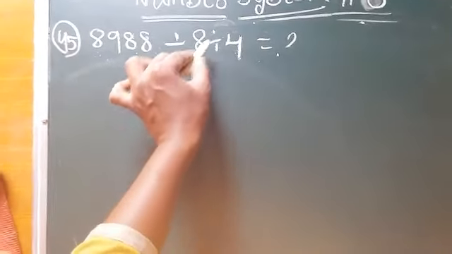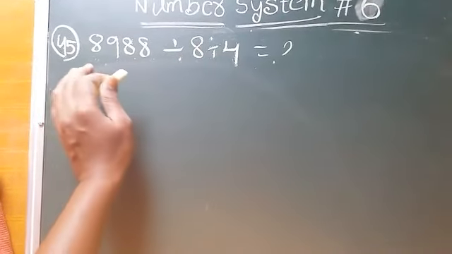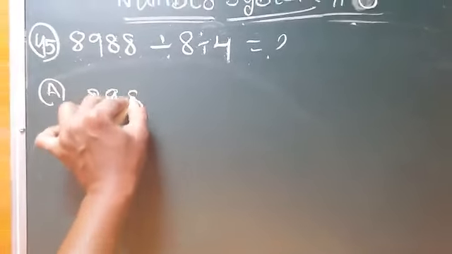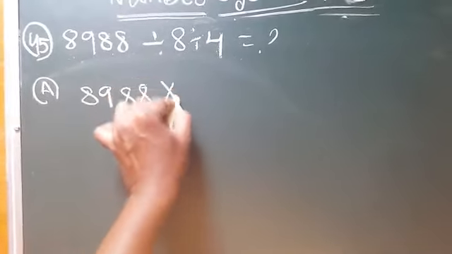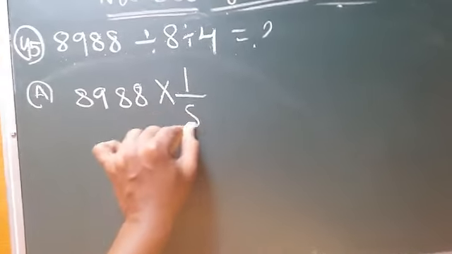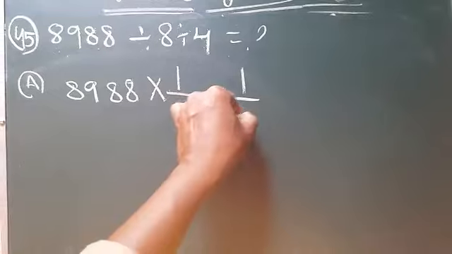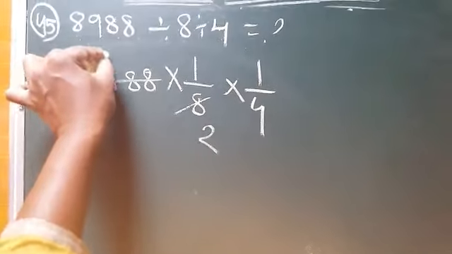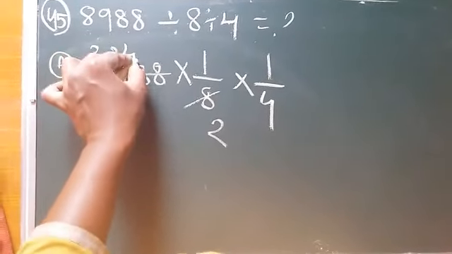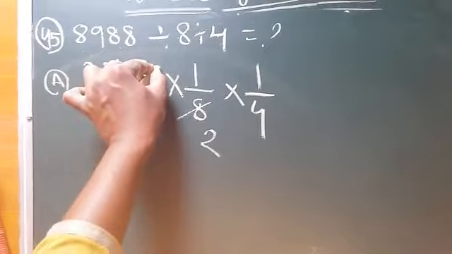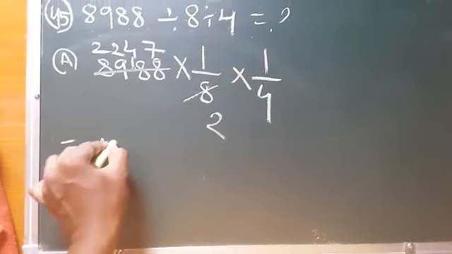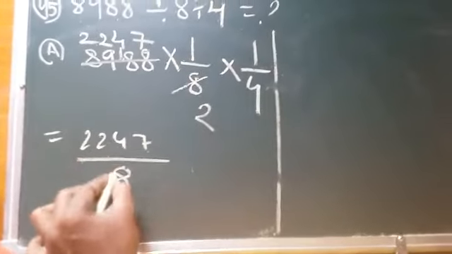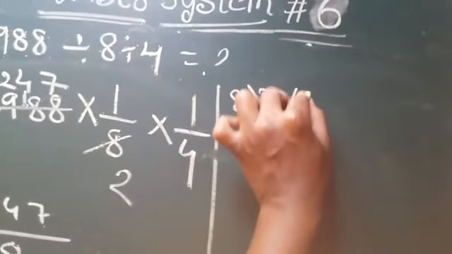8988 divided by 8 and again divided by 4. This problem is related to the previous one. If you replace divided with the multiplication sign, 8 will become 1 by 8 and 4 will become 1 by 4. Now cancel the terms which are divisible. 4 twos are 8, 4 twos are 8, 4 twos are 8, it will become 18, 4 fours are 16, remaining is 2, 4 sevens are 28. So we get 2247 divided by 8. Let us divide 2247 by 8.